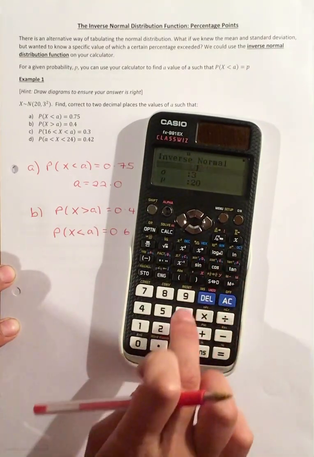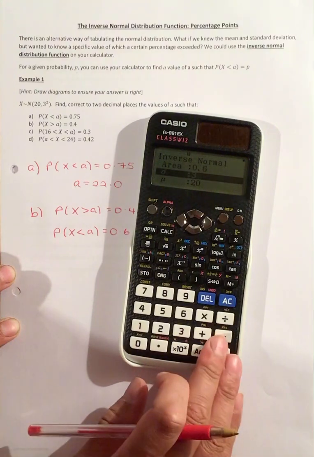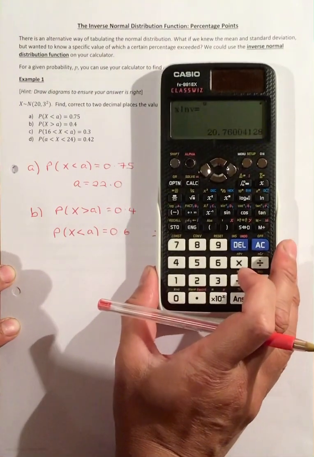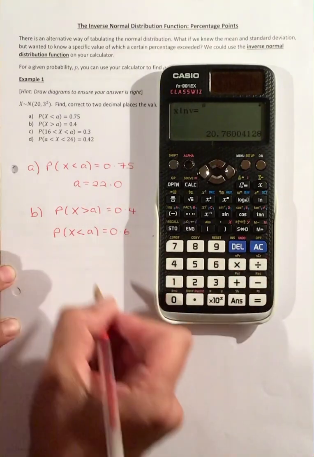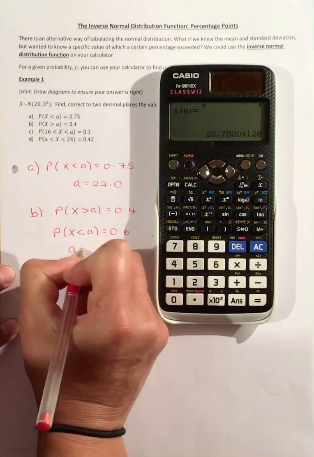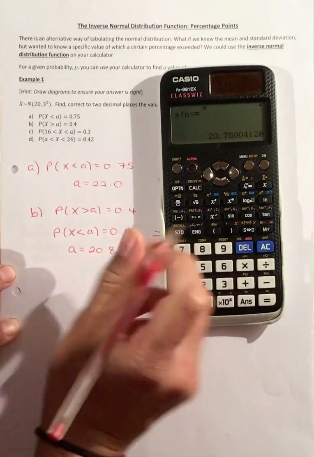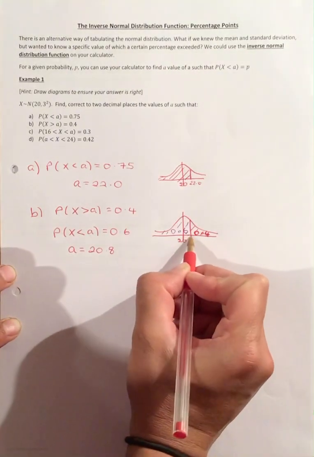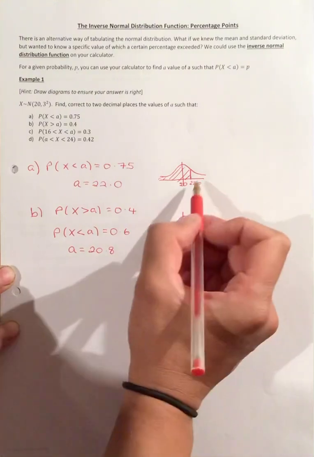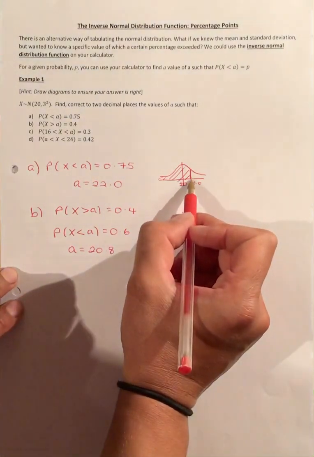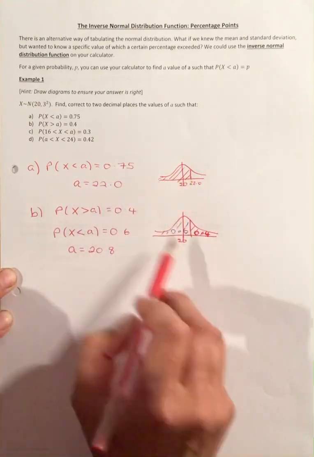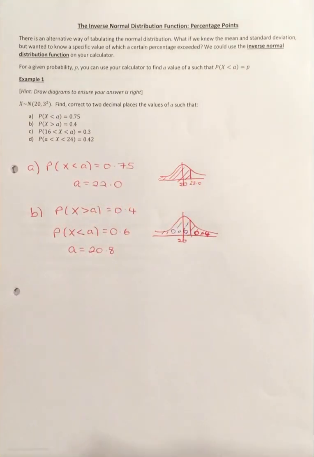This time we want the area to be 0.6, keeping the same standard deviation and the same mean, so our value is 20.8 to one decimal place. That makes sense because we could see it was going to be greater than 20, and we knew it was going to be less than 22, because that was what gave us a probability of 0.75, so we wanted something smaller than that.